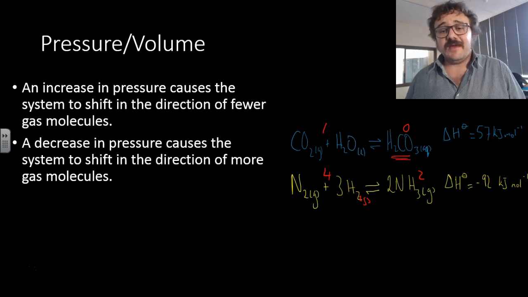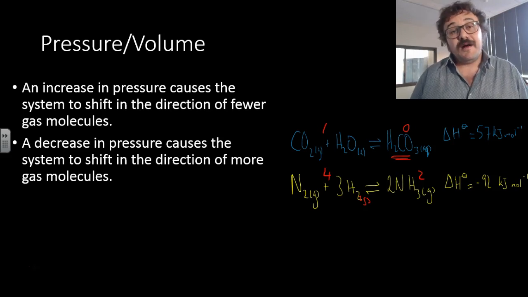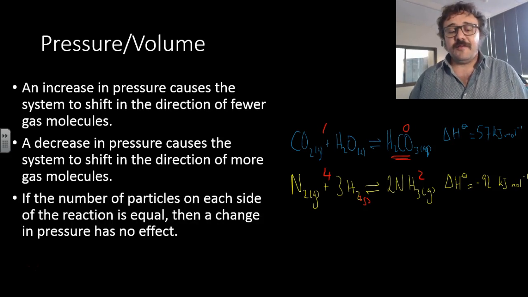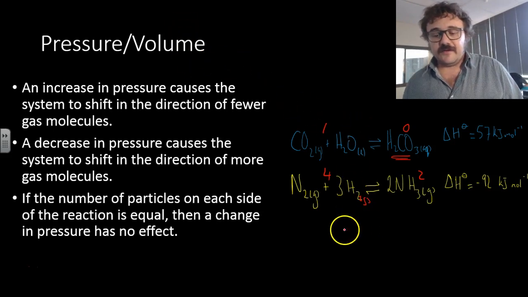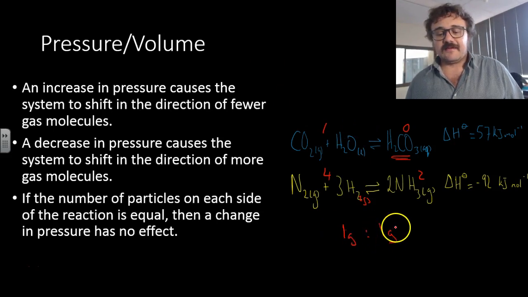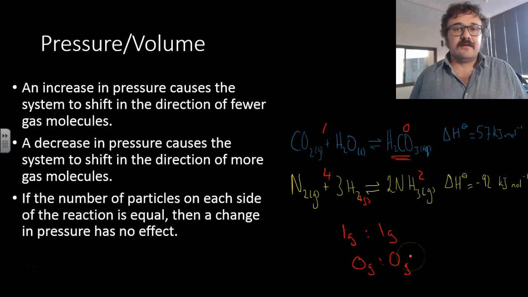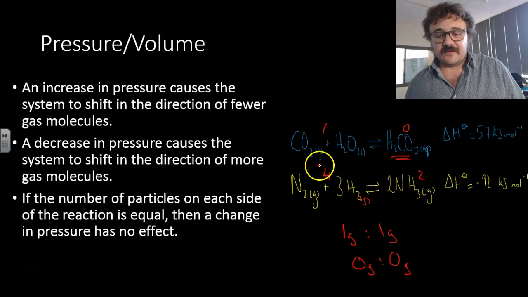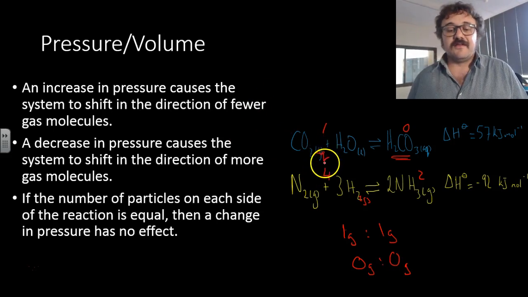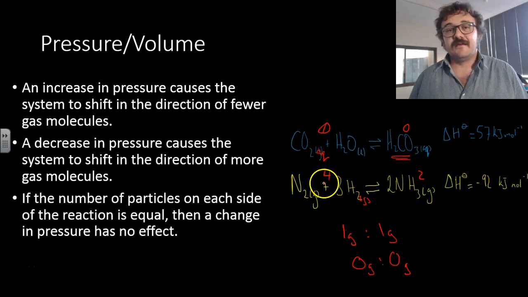Now, the dynamic equilibrium will move, but it depends. It'll move in a way that counteracts the big change you just made to it. So if the number of gas particles on each side of the reaction is equal, i.e., 1 gas to 1 gas, or 0 gases to 0 gases. So if this was actually an aqueous thing and it wasn't going to come out as a gas, that would make that 0. You can change the pressure all you want. It will not affect the equilibrium.